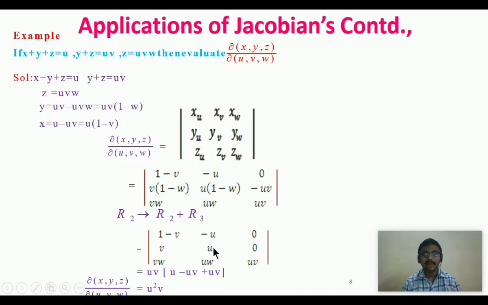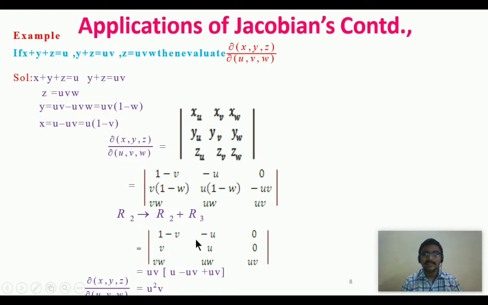Now we can evaluate the determinant along the third column. Since we are having two zeros in the third column, we can evaluate the determinant easily. So evaluating the determinant, deleting the row and column which contains uv, we will have the submatrix 1 minus v, minus u, v, u, whose determinant is uv into 1 minus v into u, that is u minus uv.